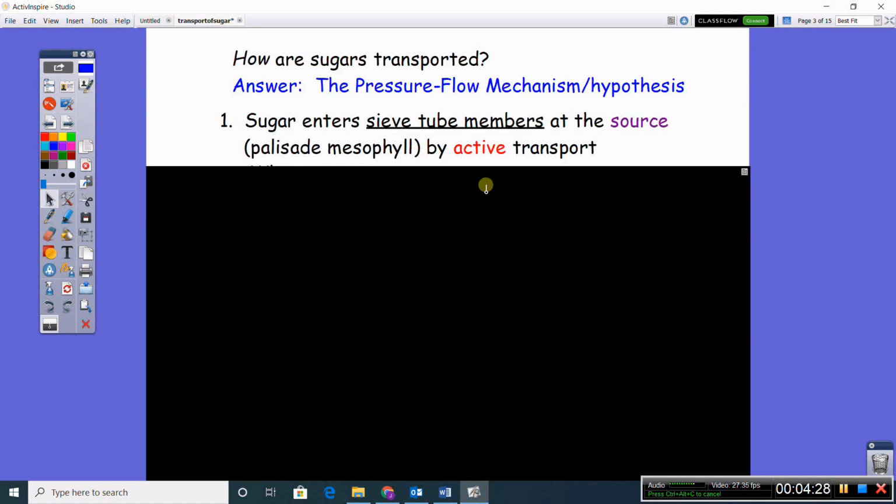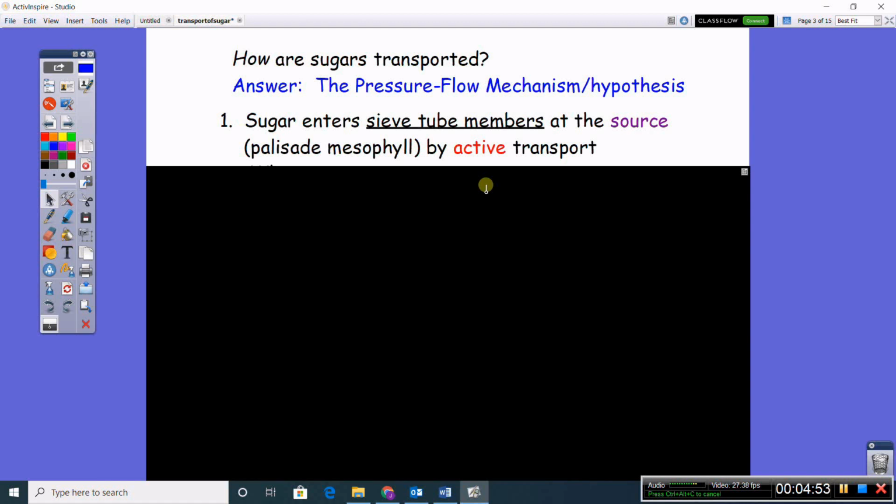Sugar is going to enter the sieve tube members at the source, which is typically going to be your mesophyll cells in the leaf. Remember, another word for mesophyll in the leaf is parenchyma. We have parenchyma in other parts of the plants besides the leaf. But palisade mesophyll and palisade parenchyma, those are interchangeable.